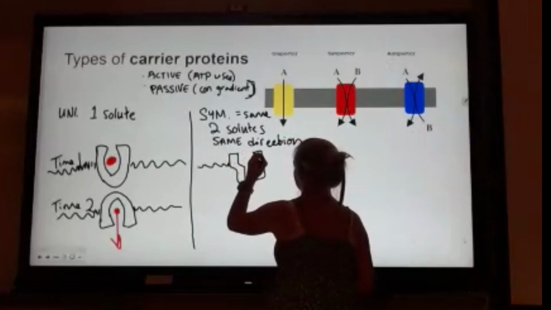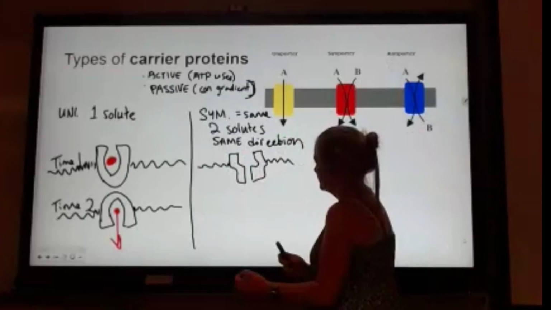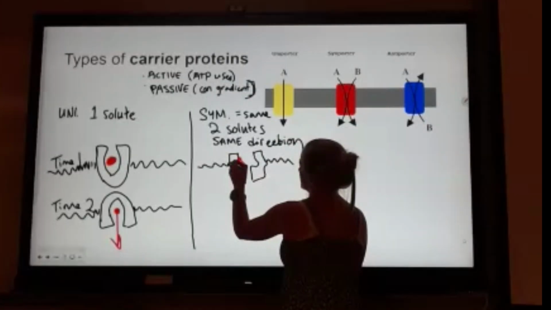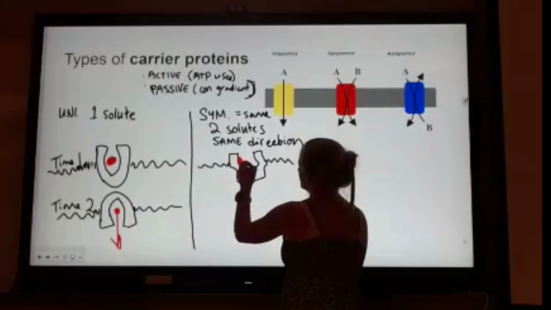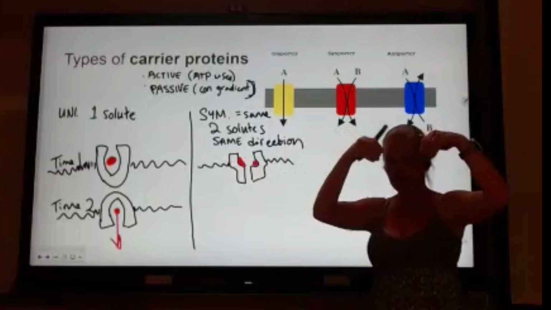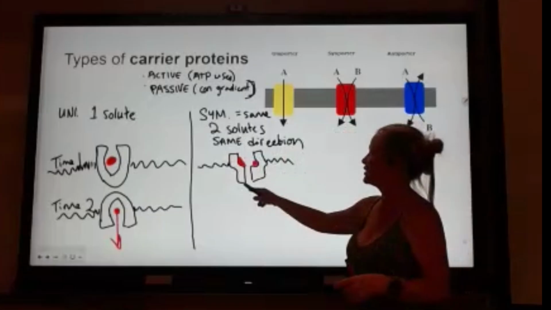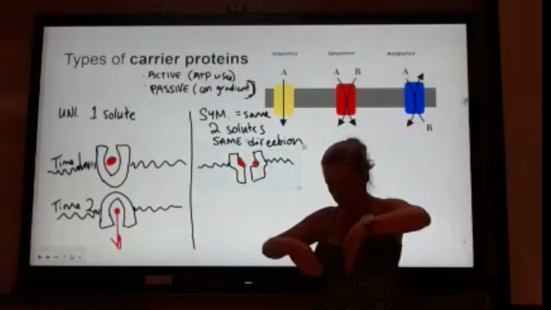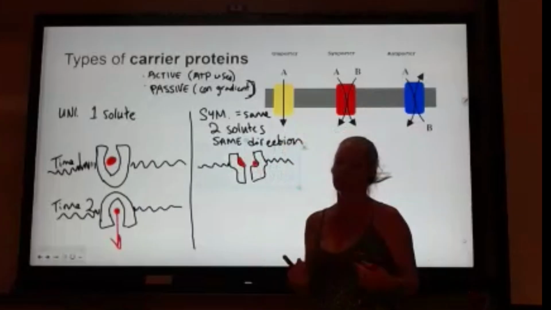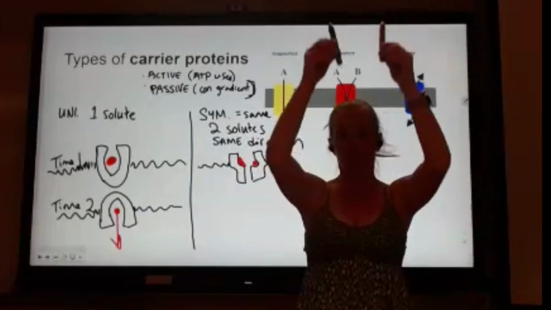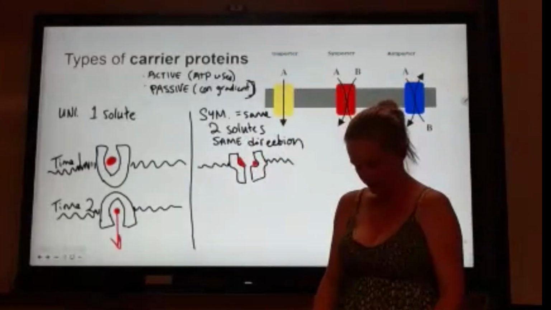Okay, here's my plasma membrane. In order for this protein to become activated, we have to have solute 1, let's pretend that's a triangle, and solute 2, pretend that's a circle. Okay, and then once both solutes are docked into that, we have the change in the 3-dimensional shape depositing both solutes either into the cell or out of the cell, depending on where we're going. Okay, so sim means same. We're taking 2 solutes and we're moving them in the same direction.